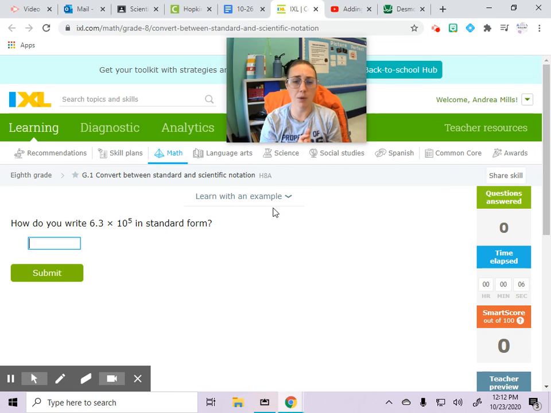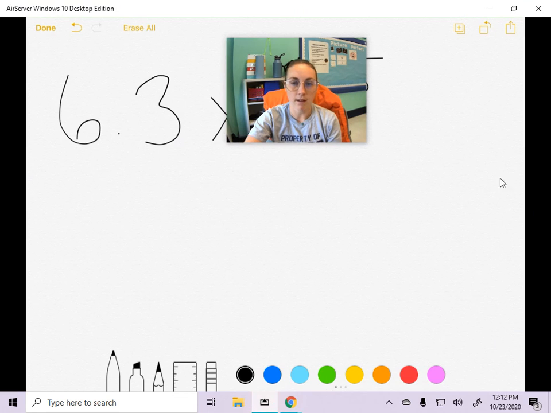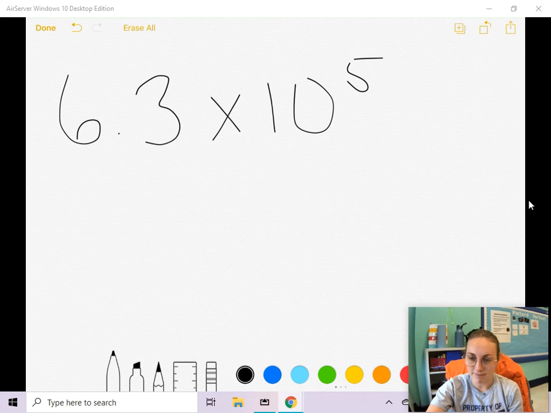So we have in this problem, we already have it in scientific notation, so we want to turn it into standard form. We want to get it into that original number. So let's go ahead and write down this number. We have 6.3, and we're multiplying it by 10 to the 5th power, okay? All right, let me move so you can see.